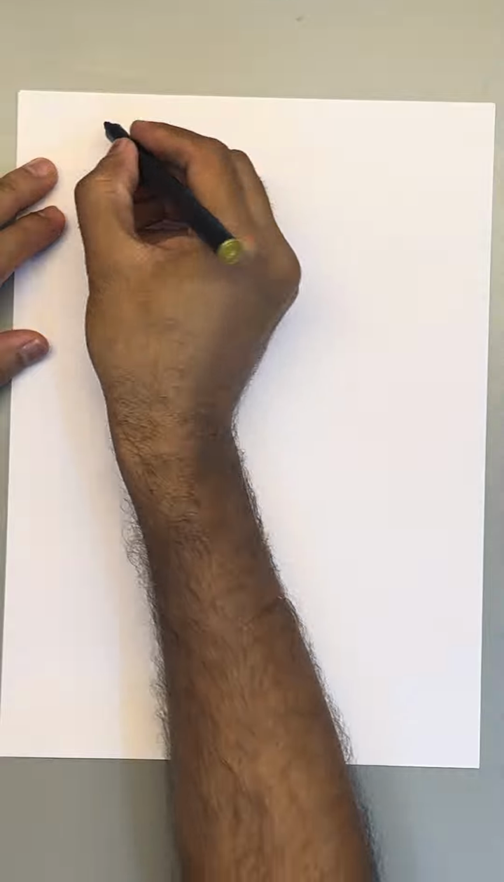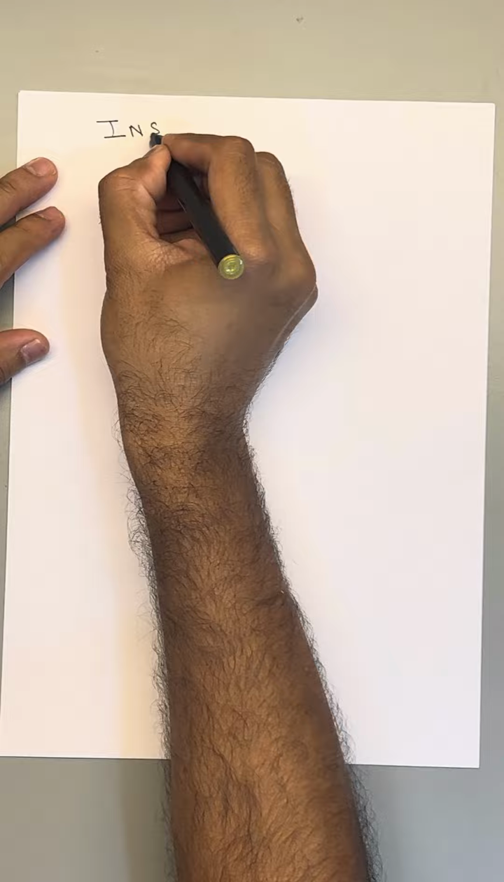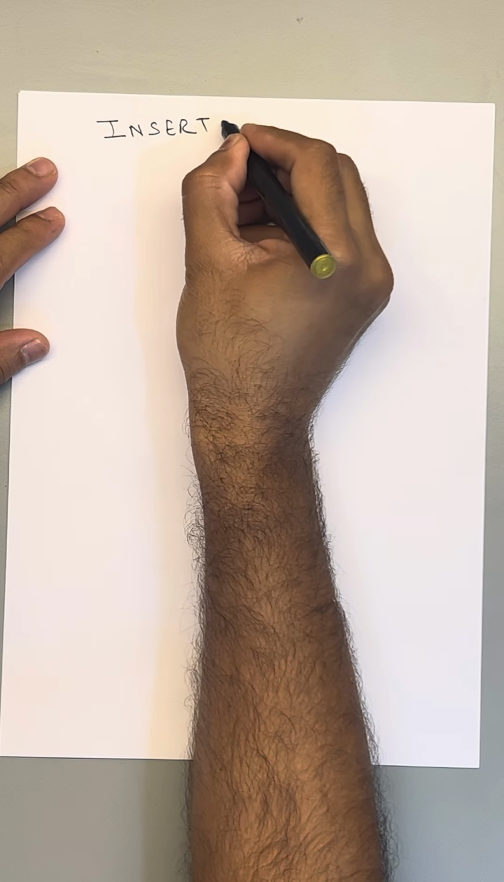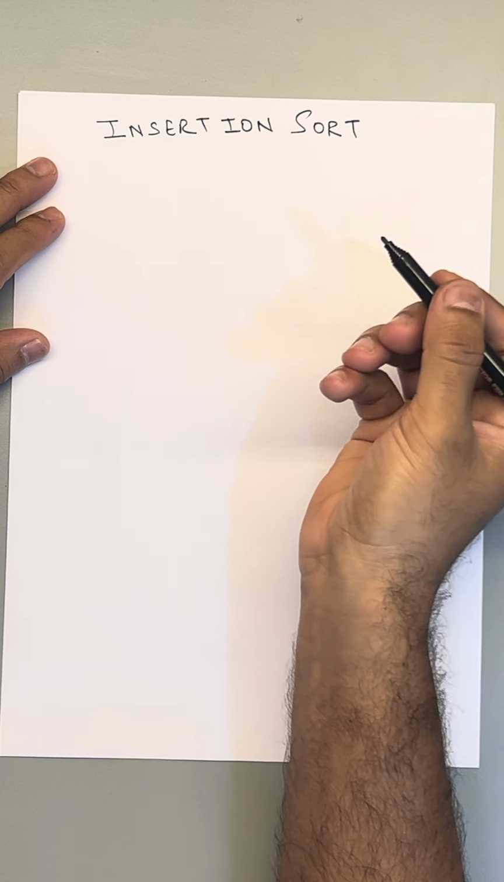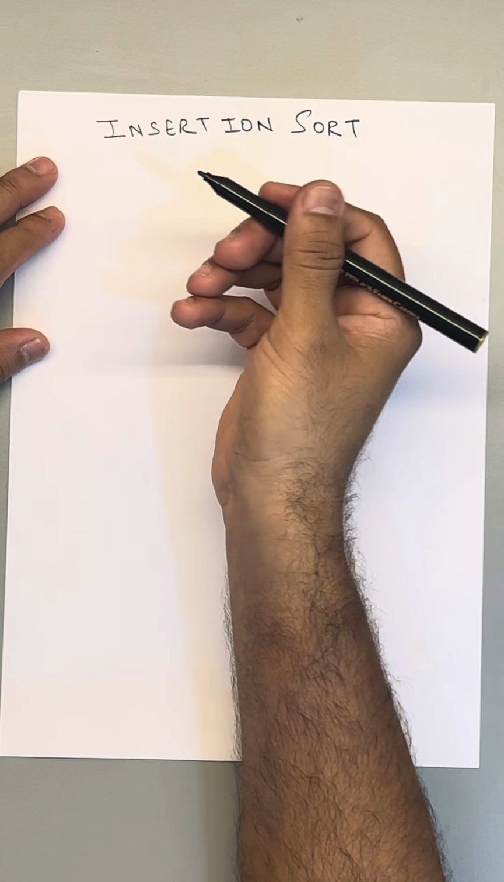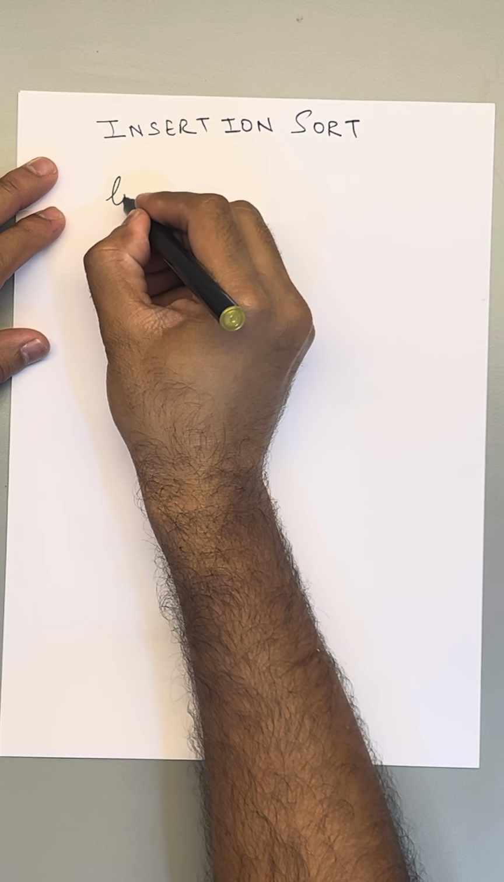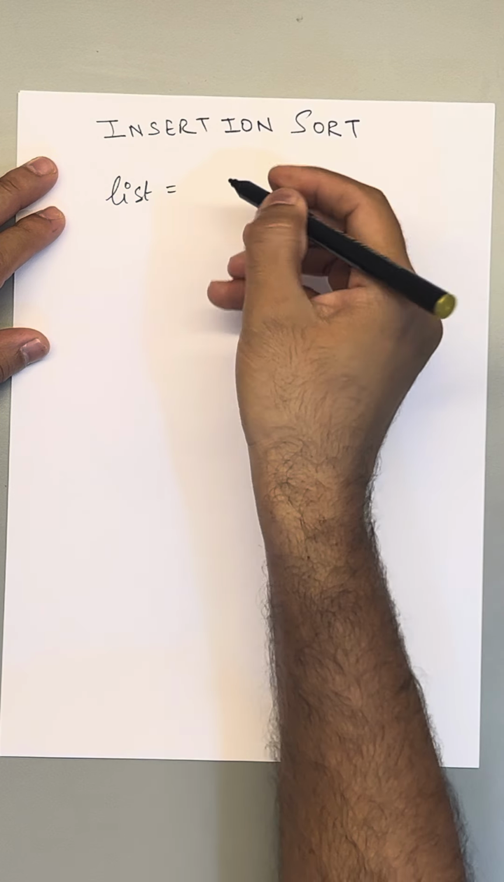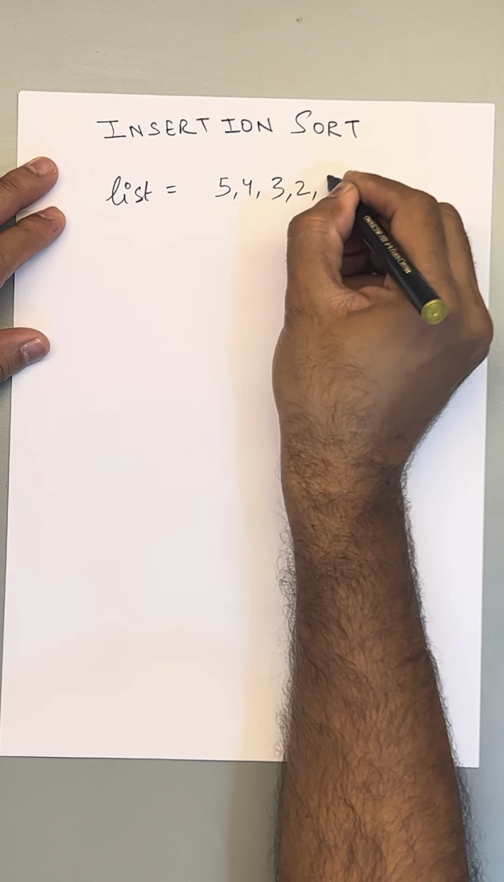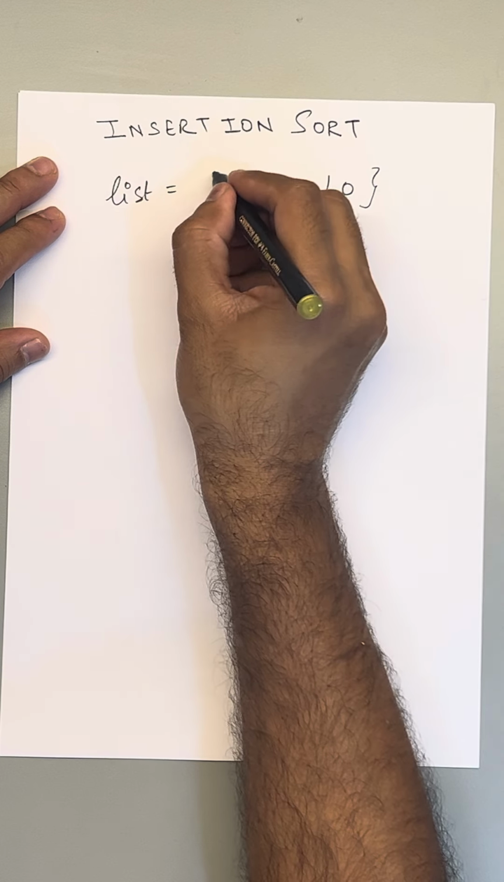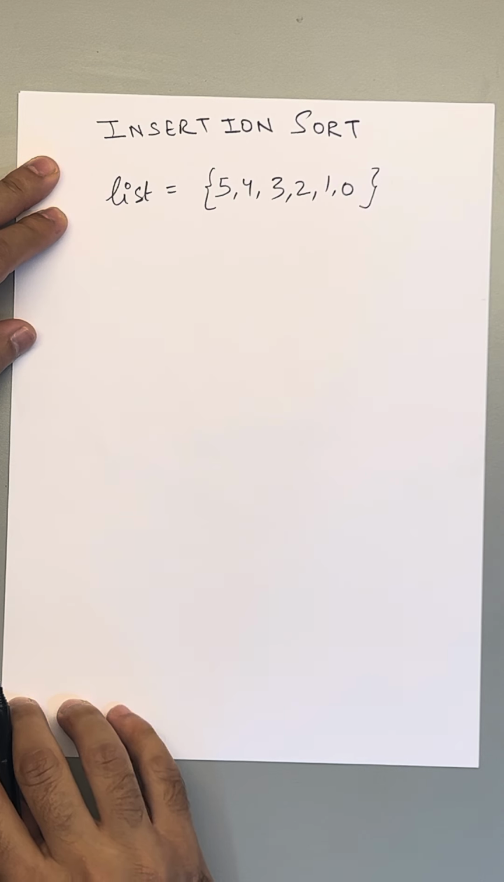Today I am going to explain insertion sort with an example. Let's take an unsorted list or array for our demonstration purposes. I have taken a reverse order array or a list.